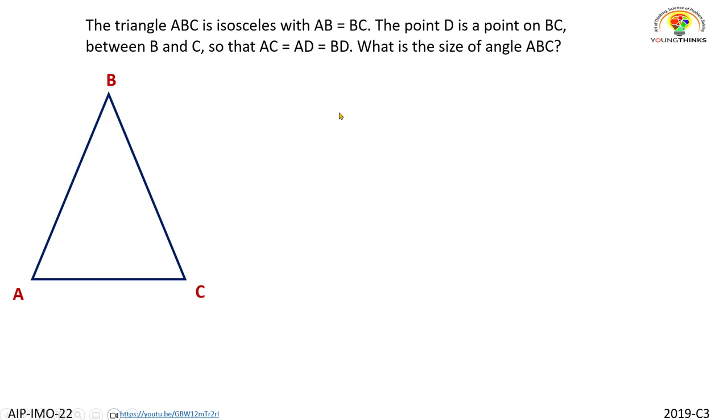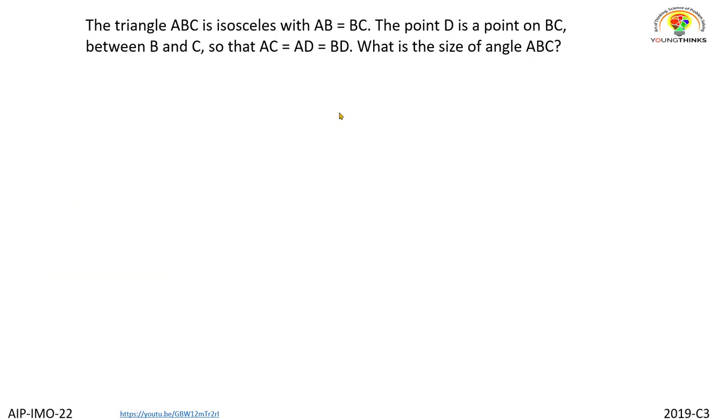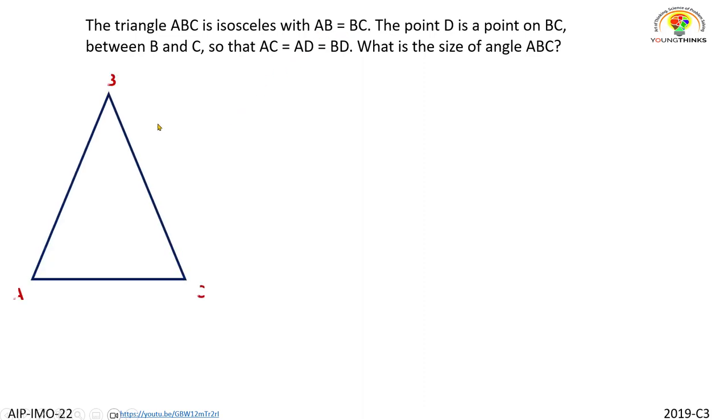So this is question C3 of 2019, the third question of 2019. The triangle ABC is isosceles. By the way, they won't give you the figure. If the figure is not given in a question, the triangle ABC is isosceles with AB and BC equal. These two sides are equal. The point D is a point on BC, somewhere between B and C.